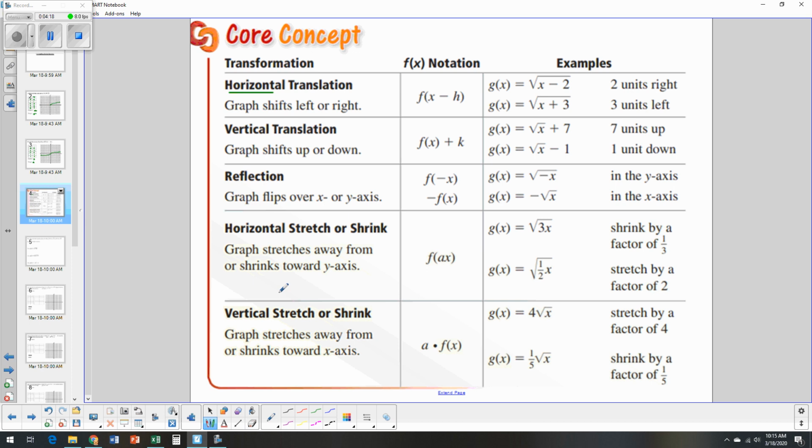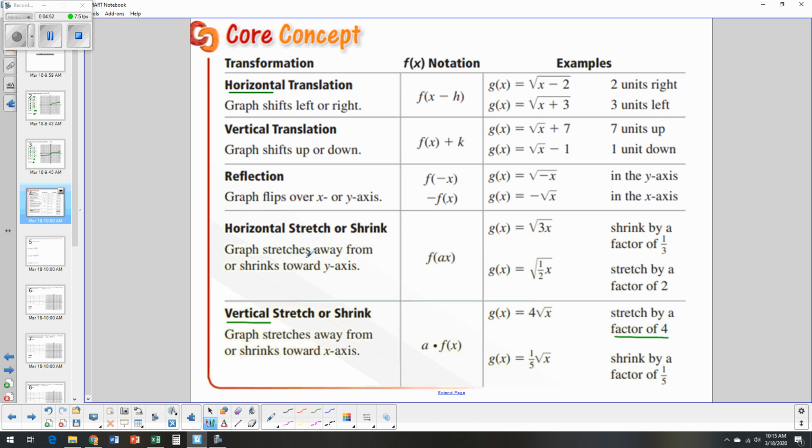Then we have our stretches and shrinks. I'm going to talk first about our vertical stretches and shrinks because those are the ones we started with last time. So if there's a number on the outside, right, it used to be outside the parentheses, now outside the radical, whatever that number is what the factor is. So a 4 on the outside is a factor of 4. A 1/5 on the outside is a factor of 1/5. And then anything bigger than 1 would be a stretch, and anything between 0 and 1 would be a shrink.